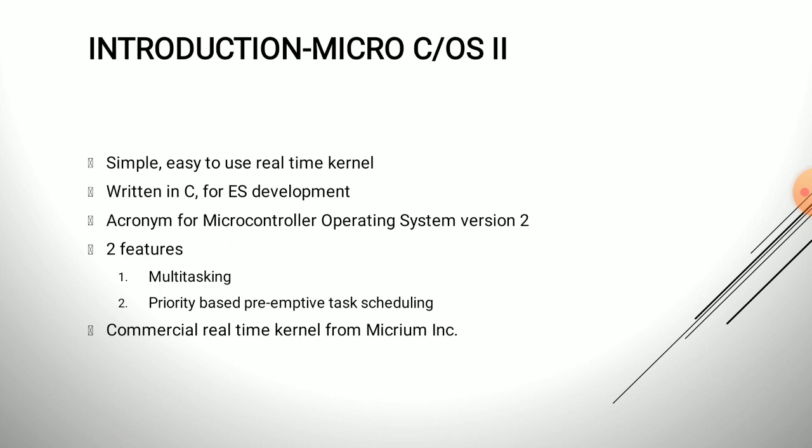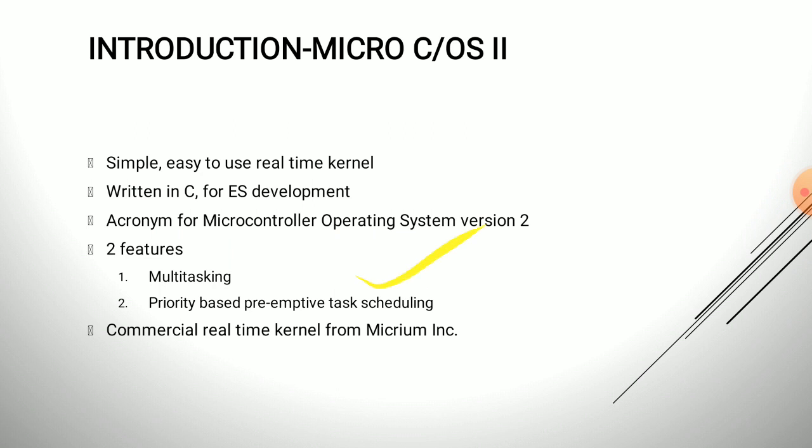So the first topic is the introduction of Micro C OS2. Micro C OS2 is a simple, easy to use real-time kernel. It is written in the C language and is used for embedded application development. Micro C OS2 is the acronym for Microcontroller Operating System version 2.